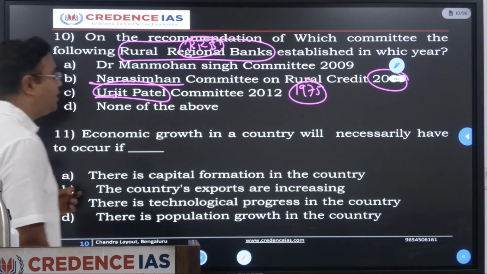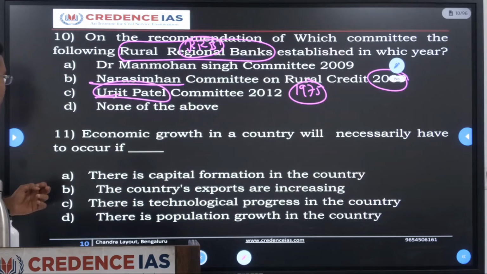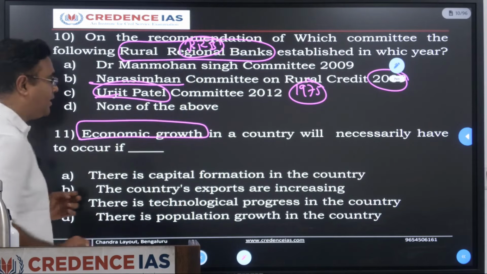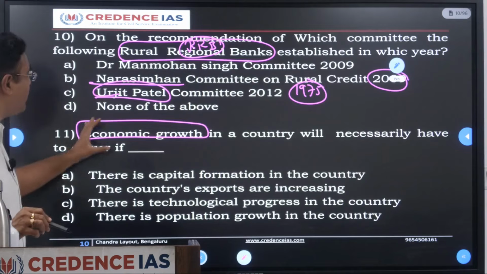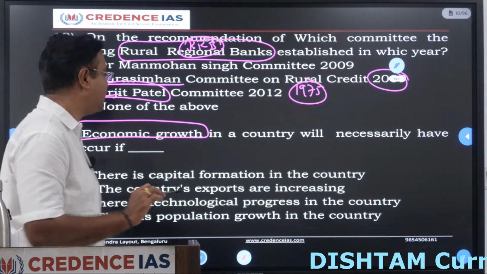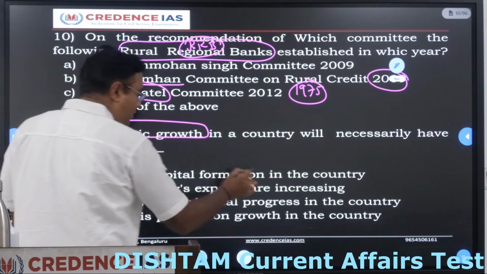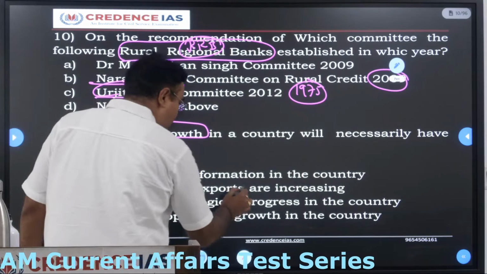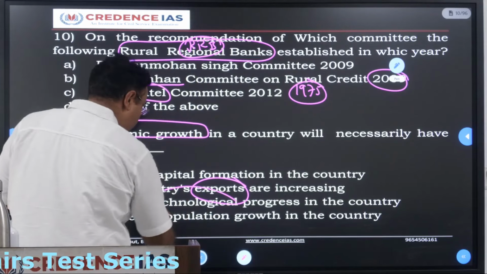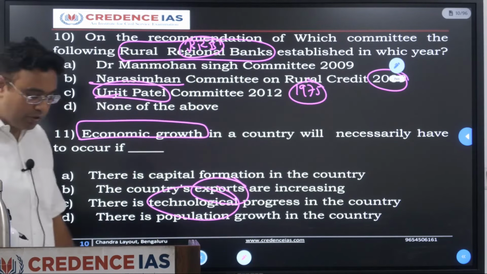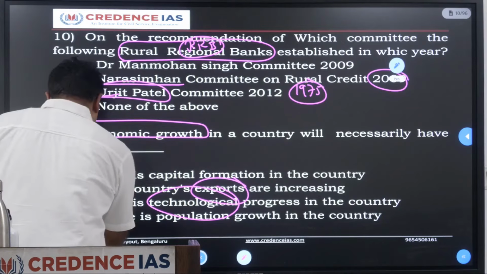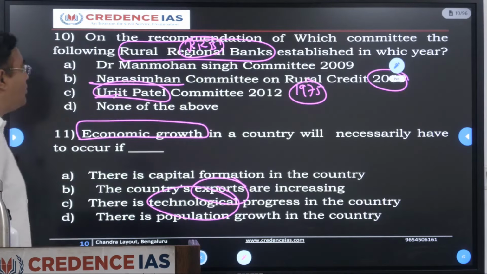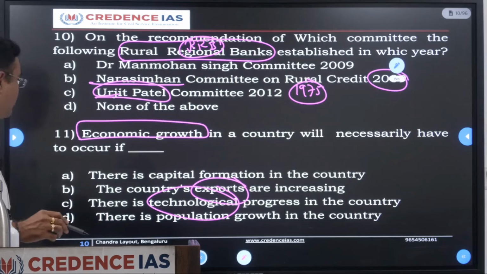Then economic growth in a country will necessarily have to occur when? That is the question. The options: there is a capital formation in the country, the country's exports are increasing, there is a technological progress in the country, there is a population growth in the country. So these are the various options given. Economic growth in a country will necessarily have to occur if there is a capital formation, exports are increasing, technological progress, or population growth.